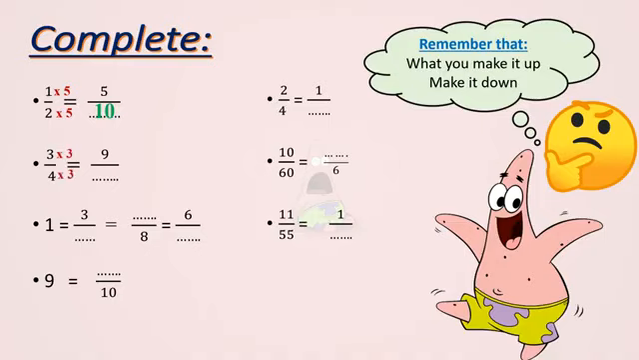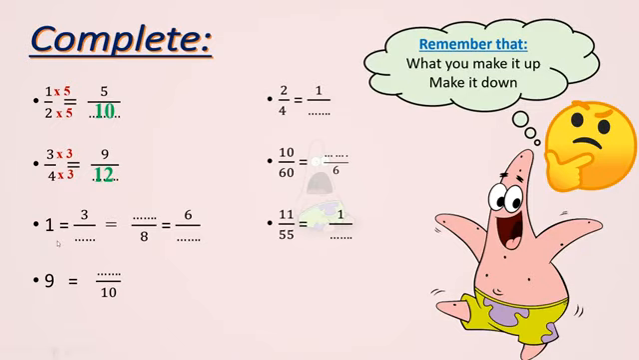What I make up, I have to make down. So if I multiply the numerator by 3, I have to multiply the denominator also by 3 to make an equivalent fraction. 4 by 3 equals 12. Excellent. That means 3/4 is equivalent to 9/12.